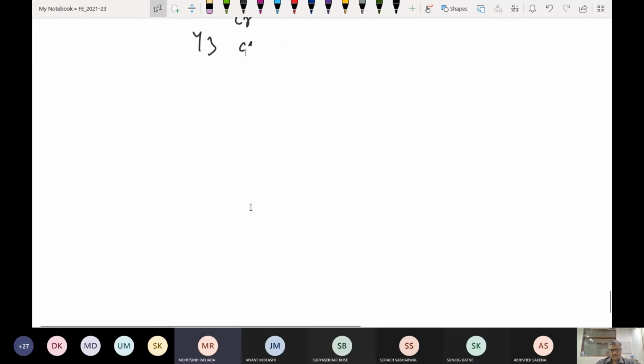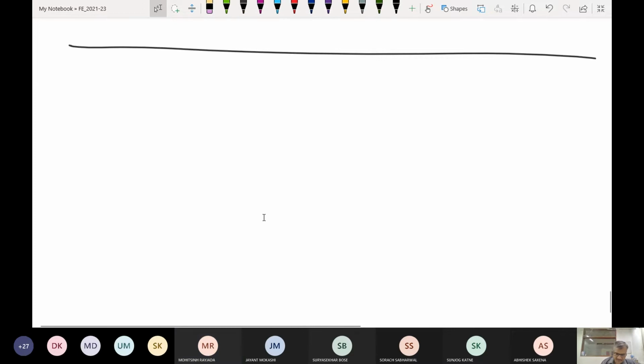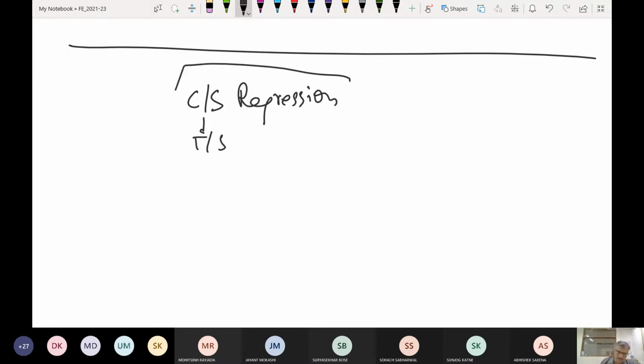So if I wind up the first chapter and give you an idea about the topics which I'm going to handle, introduction is over. I'll be talking about cross-sectional regression. I'll explain what I mean by regression. Cross-sectional, and I'll include time series also, some part of it, and then a little bit more multiple regression analysis. So 2-3 sessions I'll use here.